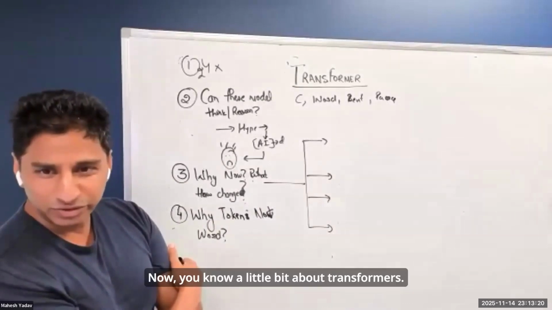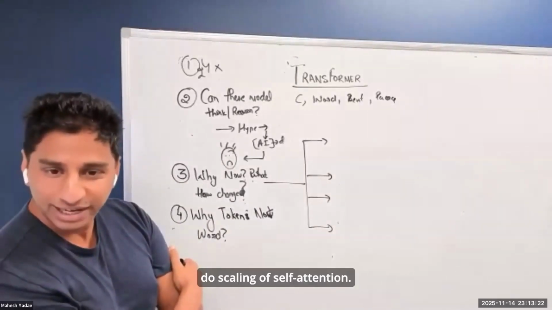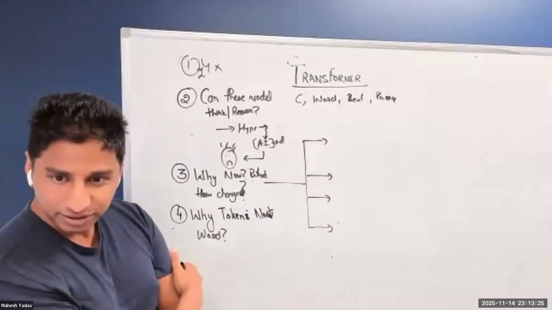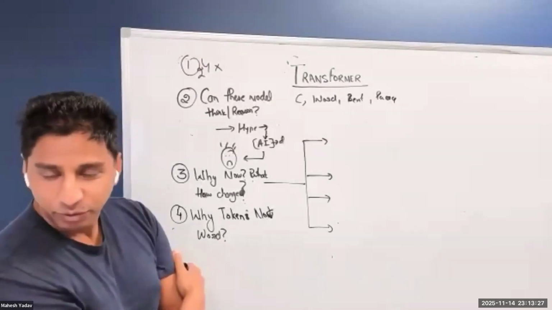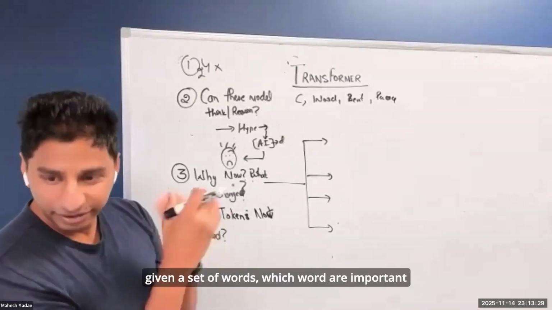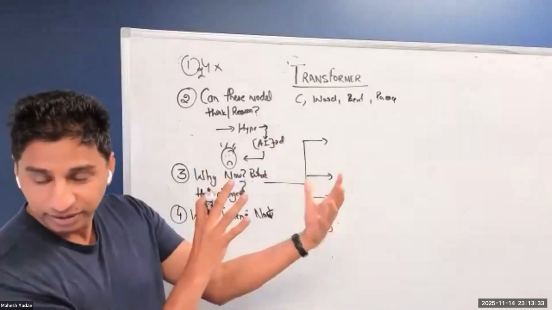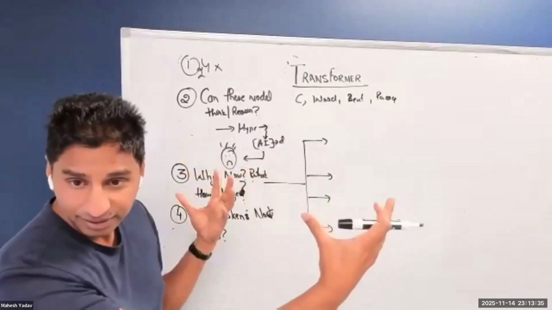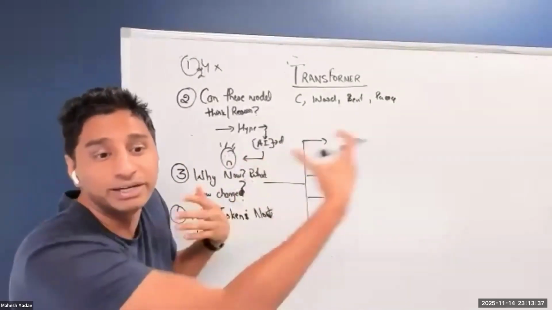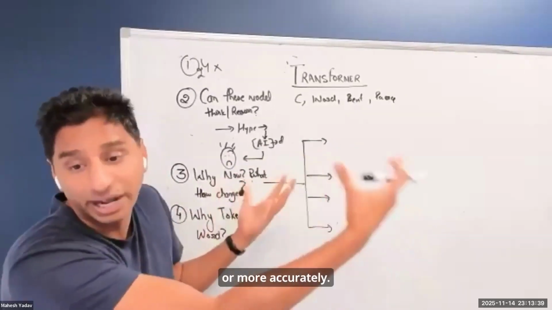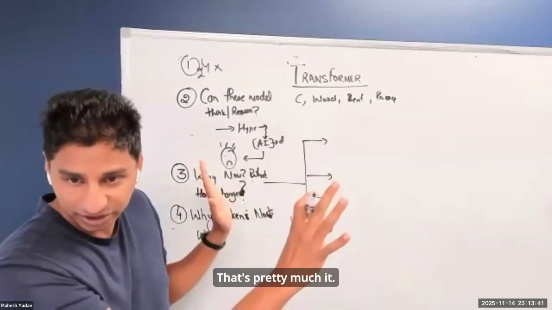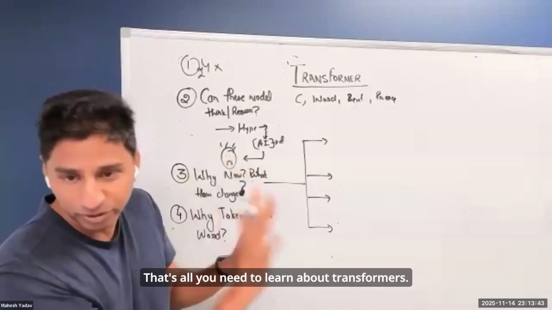Now you know a little bit about transformers. Transformers allow you to do scaling of self-attention. They have this idea of attention, which allows you to figure out, given a set of words, which words are important and which words are not important. And when it does it, it can do it in parallel. And that allows it to predict the next word faster or more accurately. That's pretty much it. That's all you need to know about transformers.